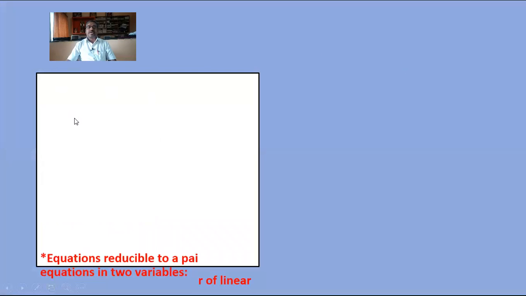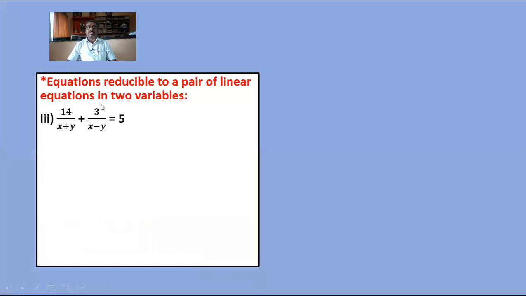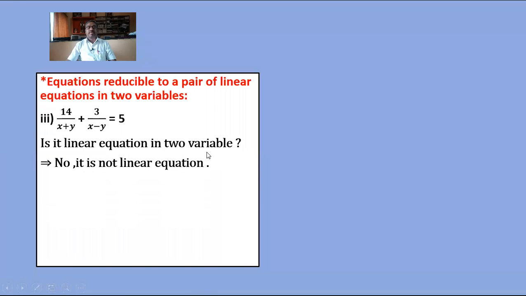Second equation: 14 upon x plus y plus 3 upon x minus y is equal to 5. Is it a linear equation in two variable? No, it is not linear equation in two variable. The denominator contains two variables in every term. But this equation is reducible to pair of linear equation by some substitutions.